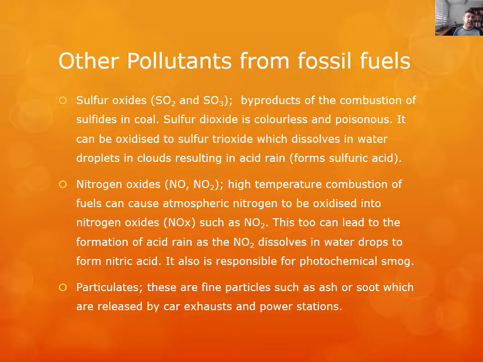This is also the case for oxides of nitrogen, which form a form of nitric or nitrous acid, and they too can have a very significant effect. Nitrous oxides have also been linked to photochemical smog, which is another dangerous kind of pollutant. And particulate matter is basically fine particles like ash or soot, such as particles of carbon that you see flying off even when you just burn timber, for example, but can also be released by car exhausts and power stations.